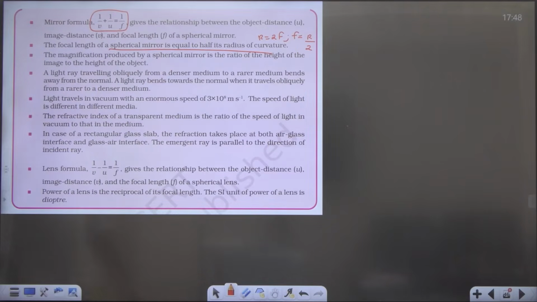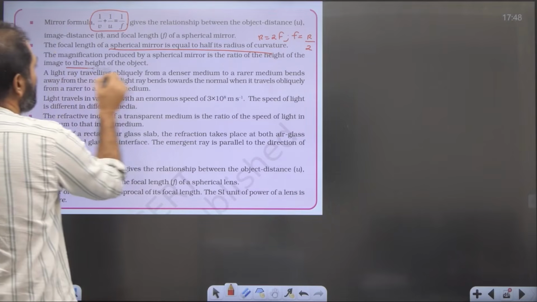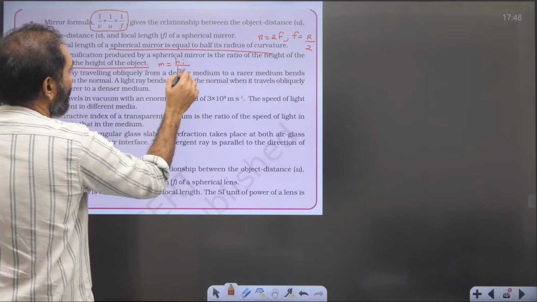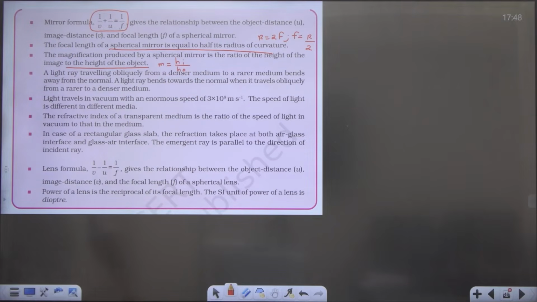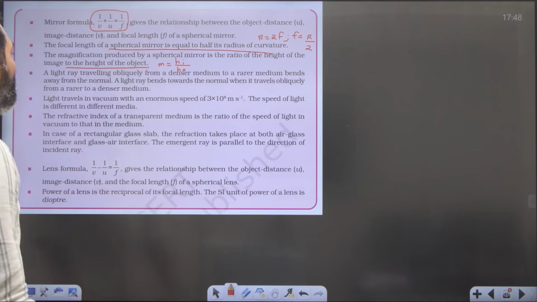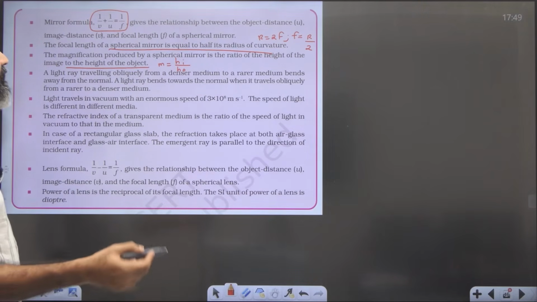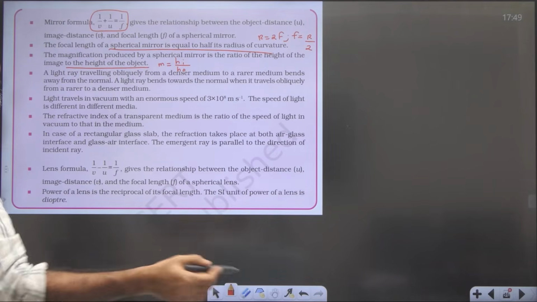The magnification produced by a spherical mirror is the ratio of the height of the image to the height of the object. m equal to hi by ho. What is hi? Height of the image. What is ho? Height of the object. A light ray traveling obliquely, obliquely means at an angle, from a denser medium to a rarer medium bends away from the normal. Light ray bends towards the normal when it travels obliquely from rarer to denser.